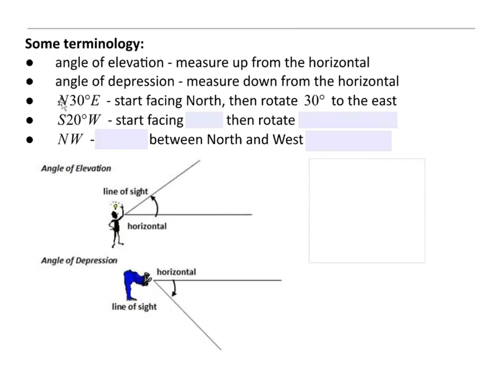So you start with the first letter as it's written. Then you turn that many degrees in that last letter's direction. So south, 20 degrees west. So you're going to start facing south. Then you're going to rotate 20 degrees west.